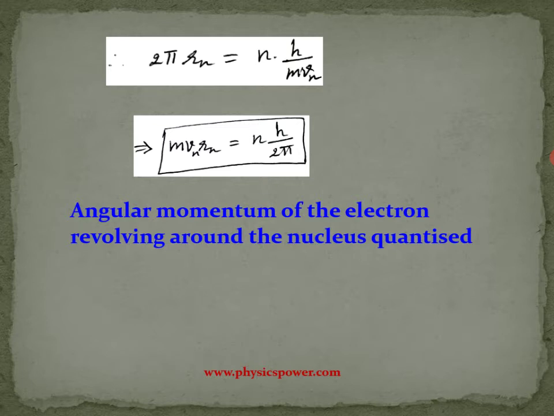So in this way De-Broglie supported the Bohr theory. Bohr was unable to give the derivation, so De-Broglie, with his hypothesis, derived the major postulate given by Bohr.